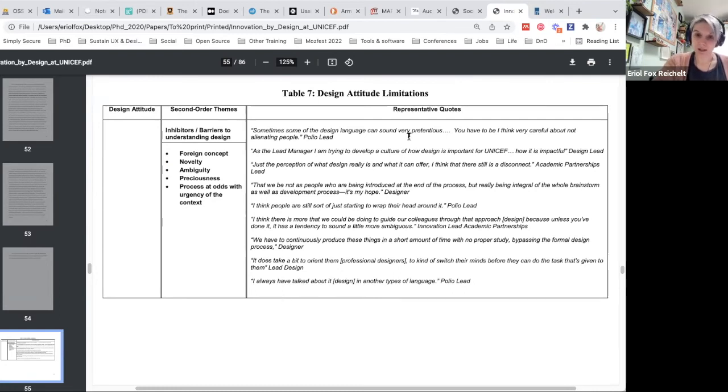The other things that I highlighted around pretentious, alienating people, and how a culture of design is important for UNICEF are just words that I think are interesting to think of when we think of how design is viewed in open source. It can be read as very pretentious, and it can alienate a lot of people, but it is then still important for how things become innovative, at least from UNICEF's example.